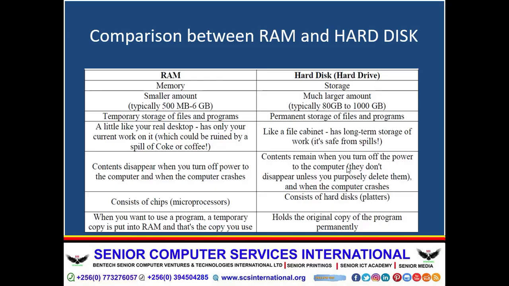Then the hard disk stores a larger amount of data, typically 80 GB, 1 terabyte, 100 terabytes, among others, though here I have given 100 GB. RAM stores temporary files and programs, but a hard disk can store files and programs permanently.